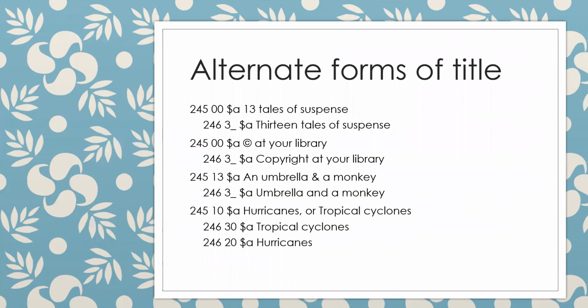So remember, I had explained that since it's less than 5 words, we have to do two 246s for this. The first 246 is a 30, subfield A, tropical cyclones, and then a 246.20, we're doing hurricanes.